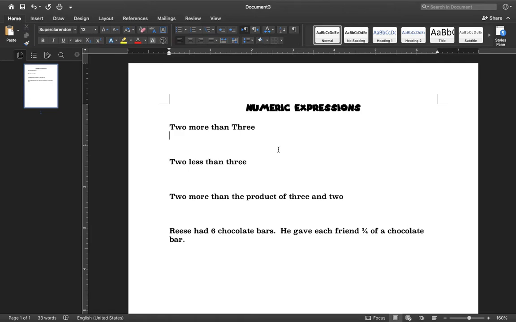Anything, combination of numbers or constants and operations. Numerical expressions do not have an equal sign. For this exercise, we're going to write expressions. We don't want to evaluate or solve them just yet.